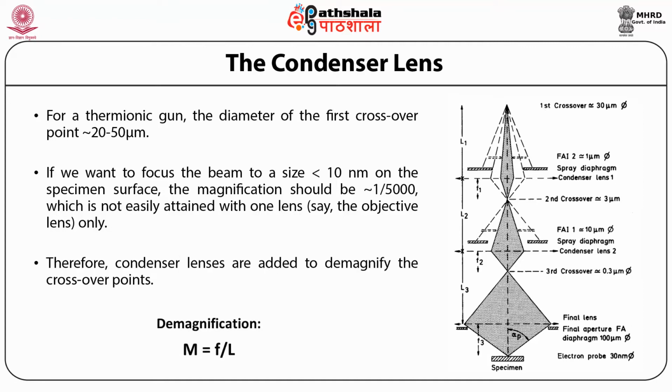Therefore, condenser lenses are added to demagnify the crossover points, and this demagnification is equal to M = F/L, where F is the distance between the crossover point and the condenser lens, and L is the distance between the two condenser lenses.